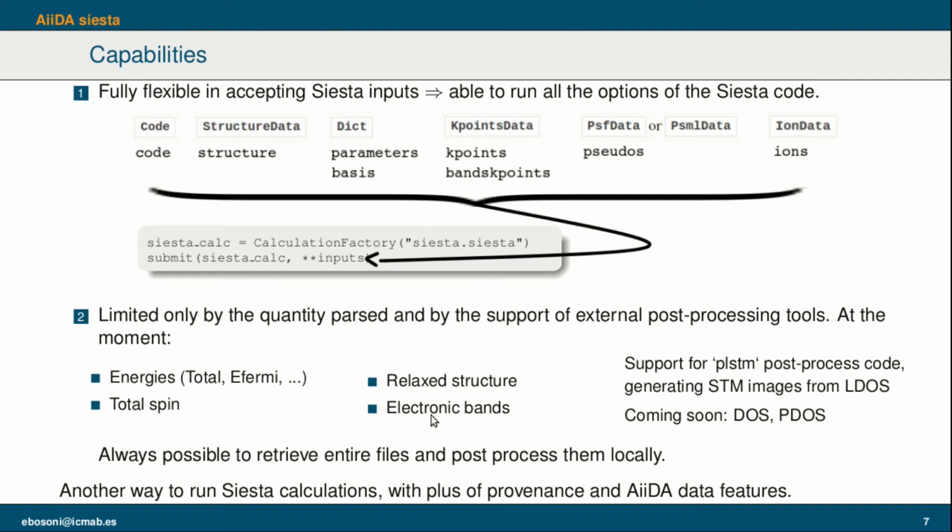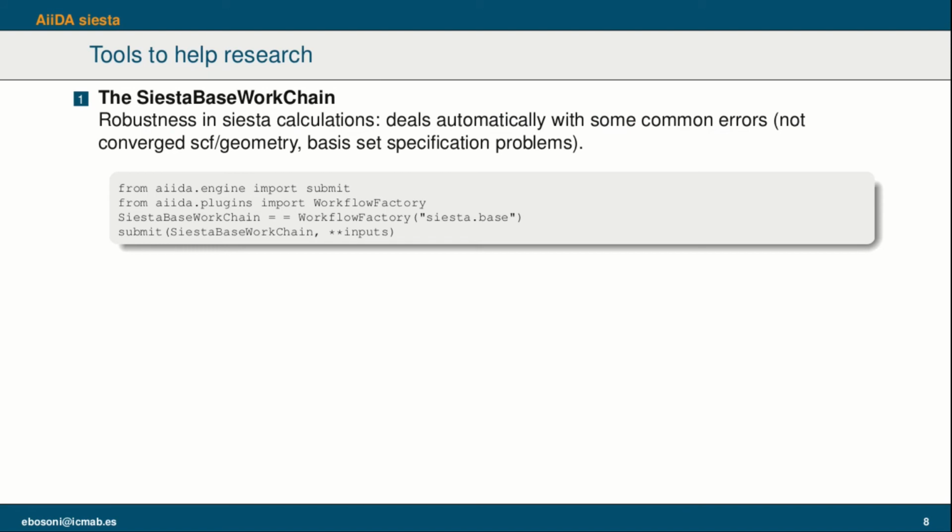So what I showed you so far is just another way to run Siesta calculations through AiiDA, and this just gives you the plus of keeping the provenance of what you do, and also of using the functionality of the AiiDA data types. So for example, the electronic bands are stored in a data type that allows you to plot the bands in a very easy way. However, in the AiiDA-SIESTA package, we also provide some useful tools for everyday research.